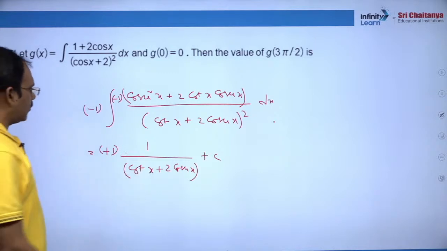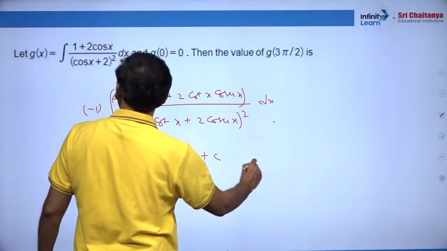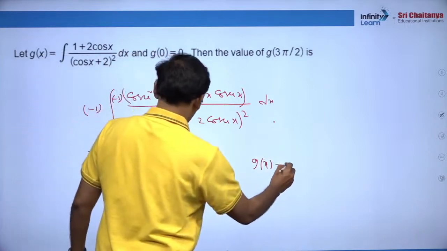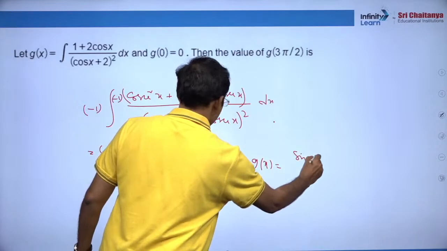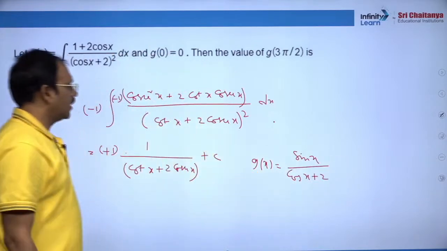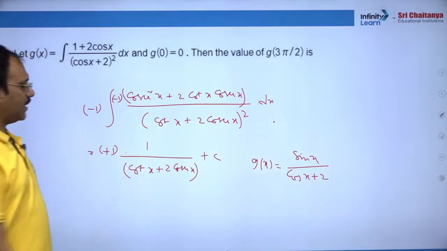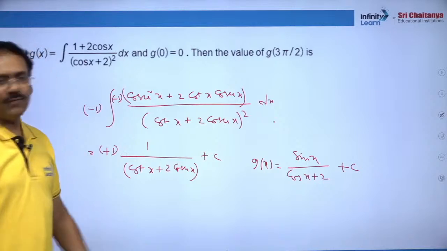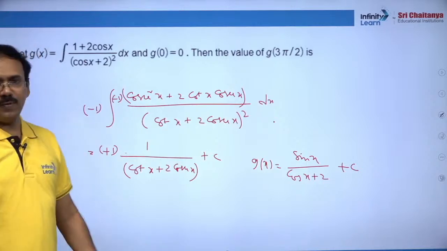Yeah, right. So, this is going to be g of x, g of 0 is 0. You just simplify, you try to write in terms of, you see g of x is equal to sin x by cos x plus 2, right. Put x is equal to 0 plus c we have to write, so c must be 0. Now g of 3 pi by 2 you can substitute and do, my dear friends.